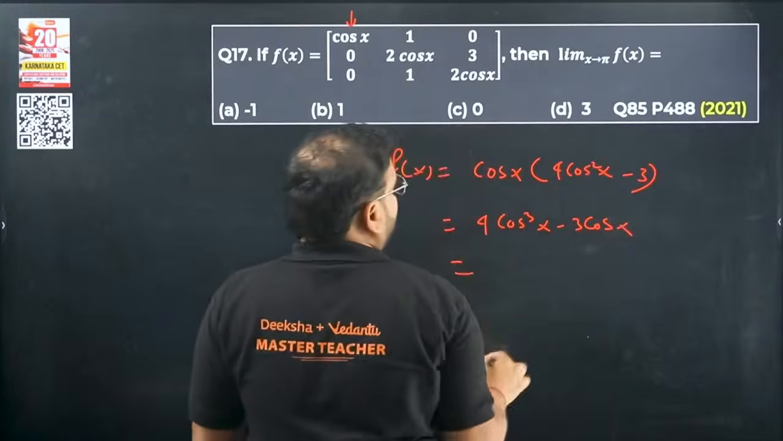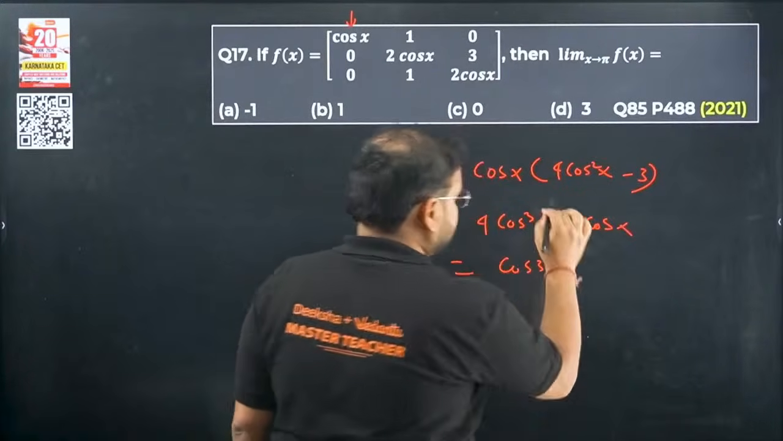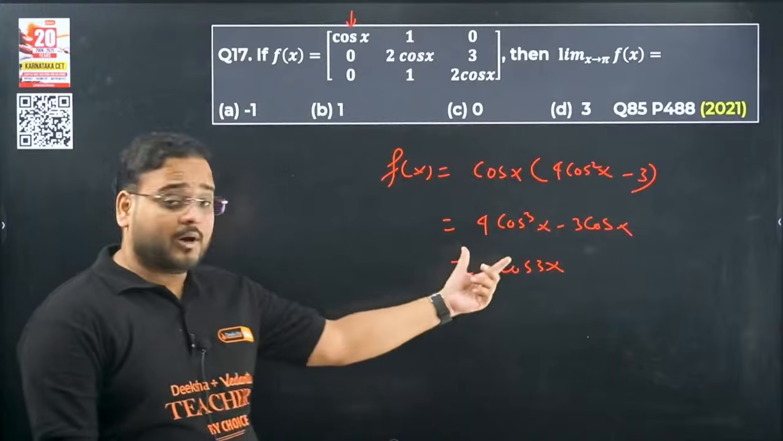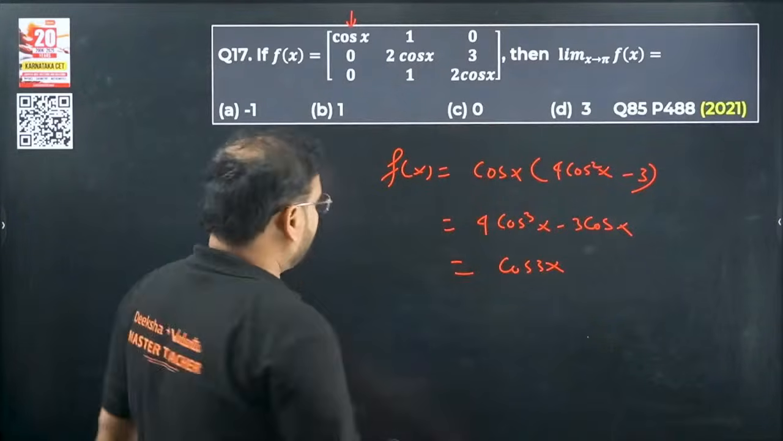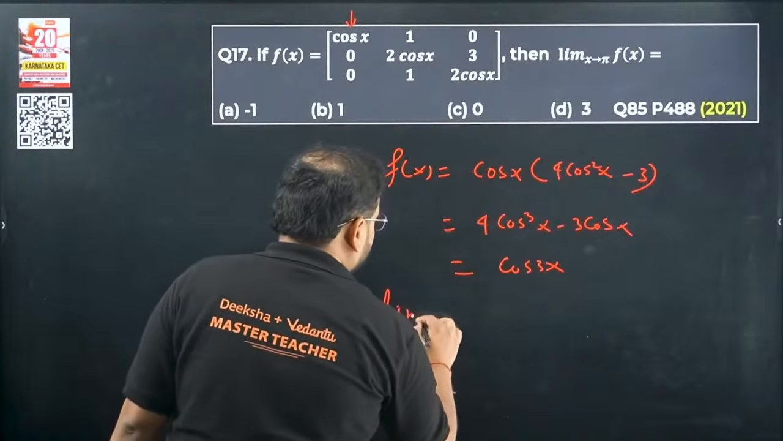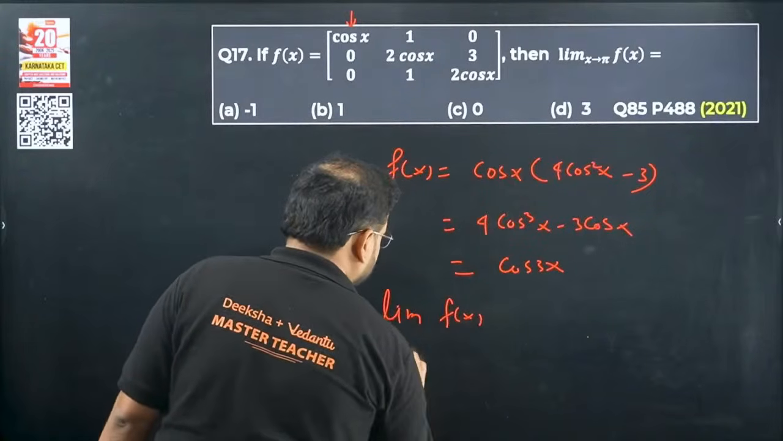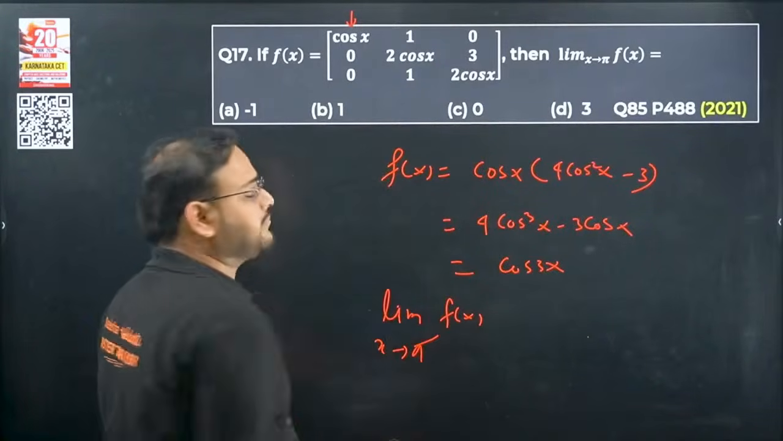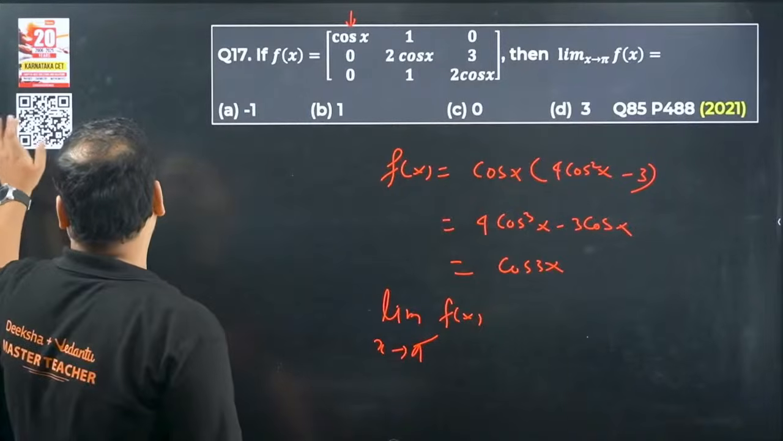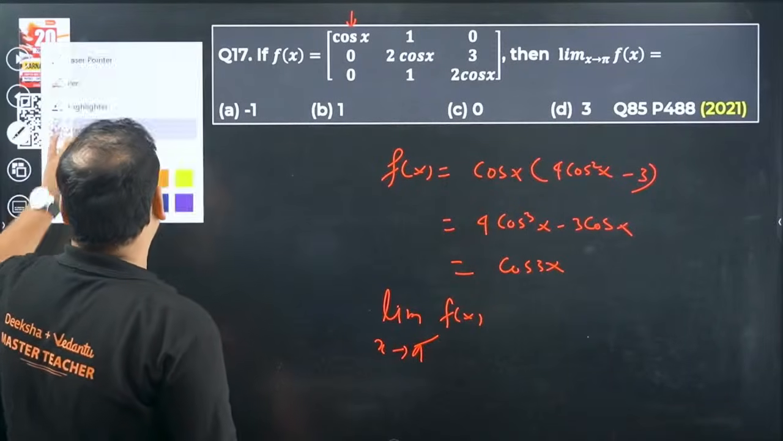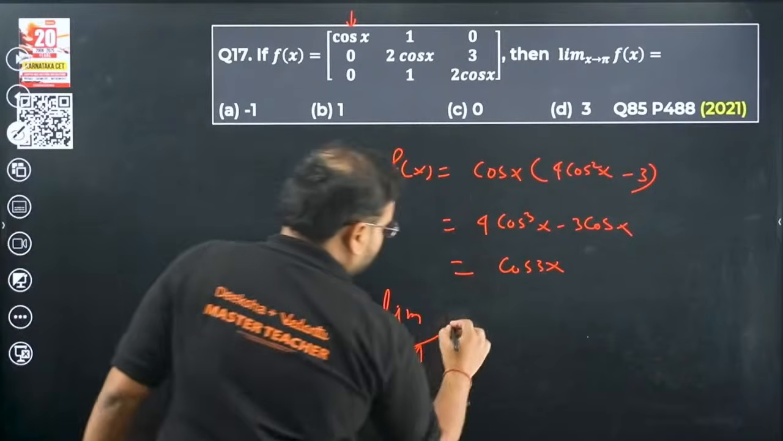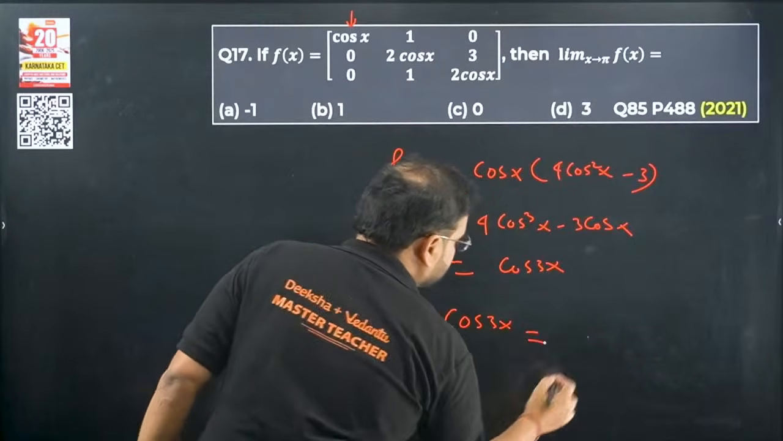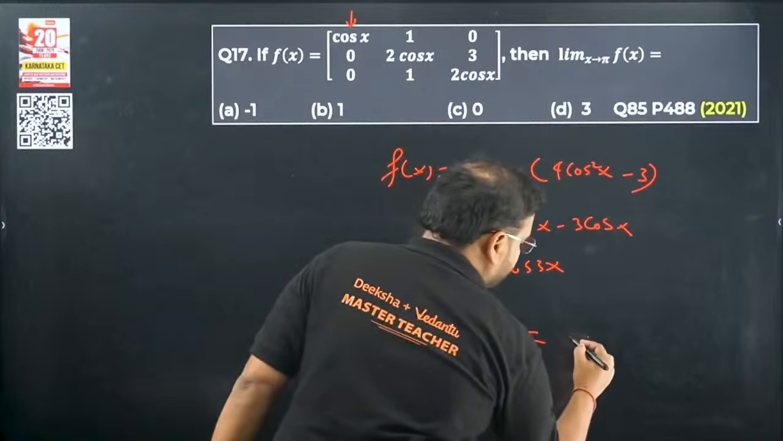If you know, the answer is what? Cos 3x. This is a formula. You can apply the limit directly to this. Now you can apply the limit: limit of f(x) when x tends to pi. Remove f(x) and write cos 3x. So cos 3x, cos 3 pi.